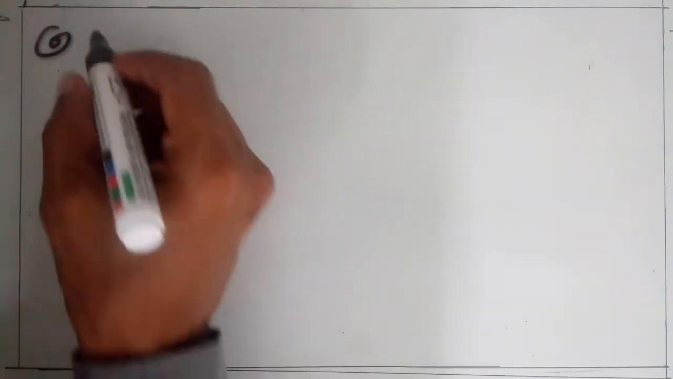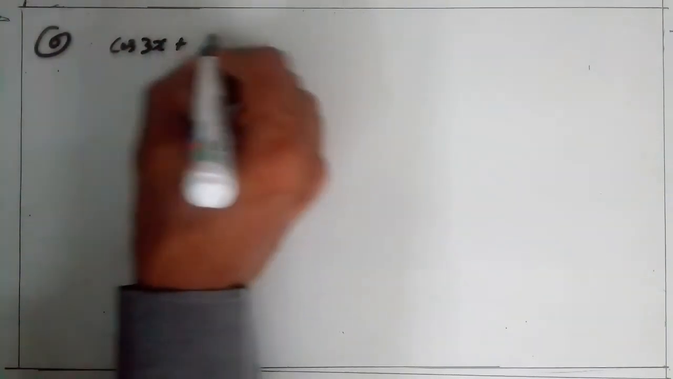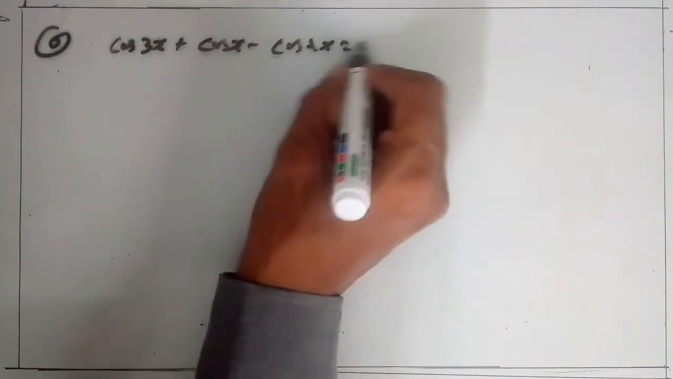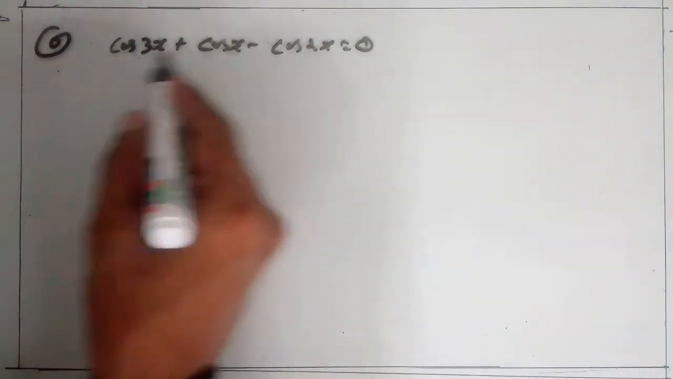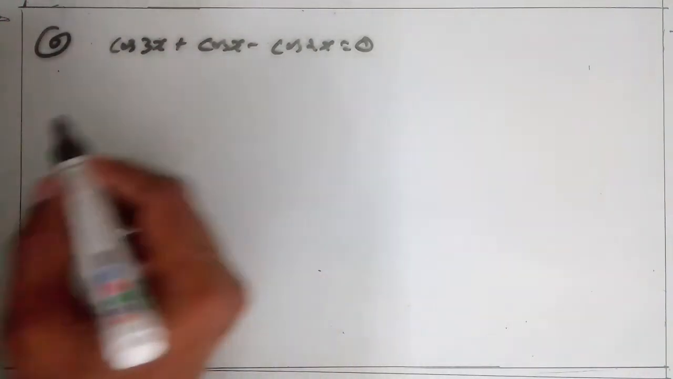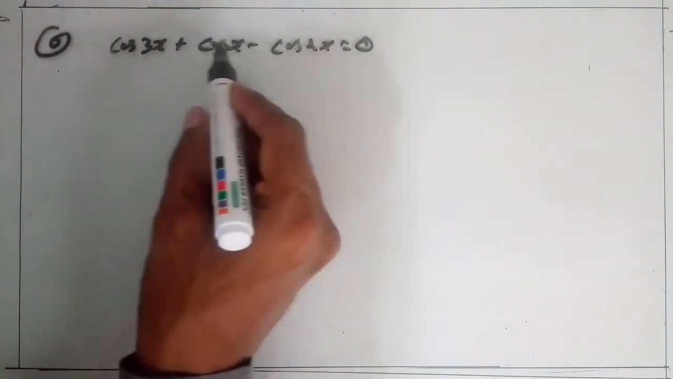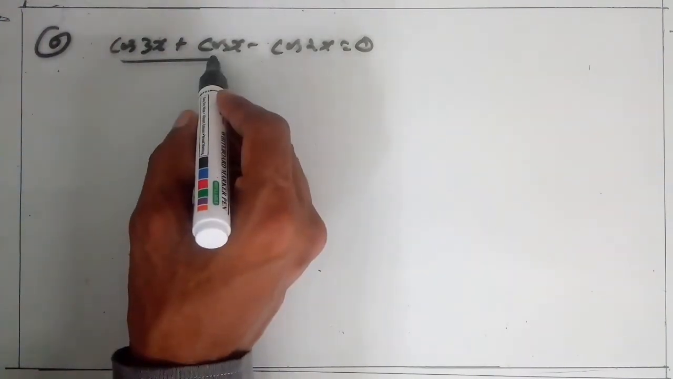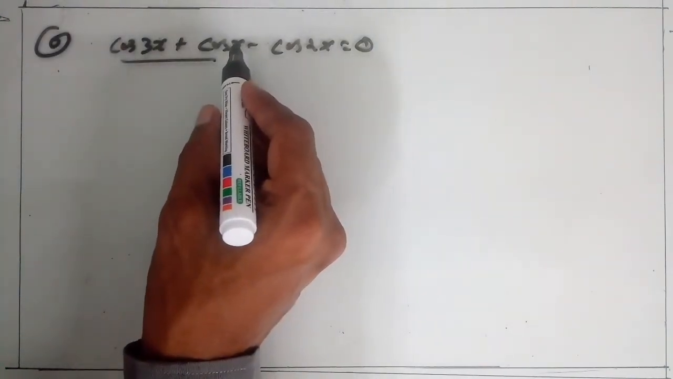Now question number 6. cos 3x plus cos x minus cos 2x is equal to 0. You know how to get a solution. For this, here we change this addition and subtraction into multiplication form. Think how to change this. cos 3x plus cos x. If we apply cos C plus cos D, then we get 2 cos, 3x plus x, 4x upon 2, that is cos 2x.